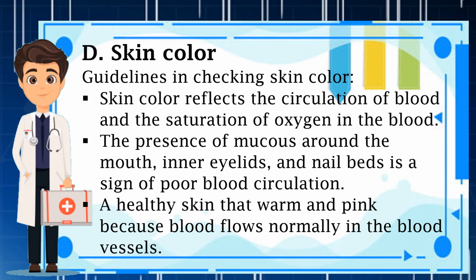Letter D. Skin color. Guidelines in checking skin color. Skin color reflects the circulation of blood and the saturation of oxygen in the blood. The presence of mucus around the mouth, inner eyelids, and nail beds is a sign of poor blood circulation. Healthy skin is warm and pink because blood flows normally in the blood vessels.